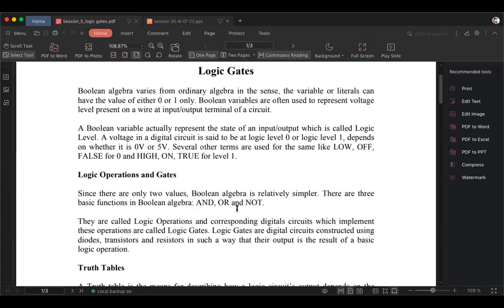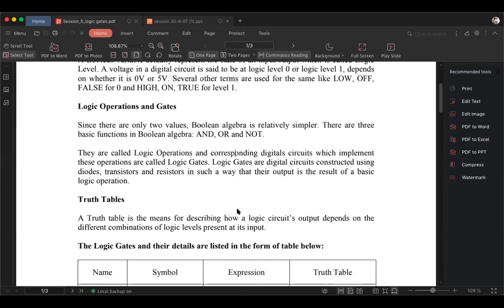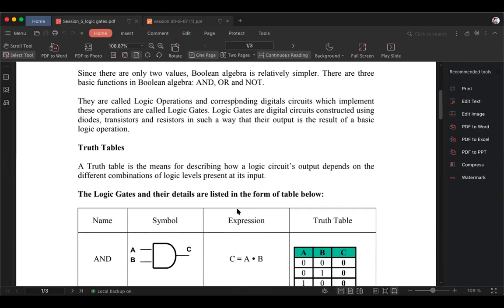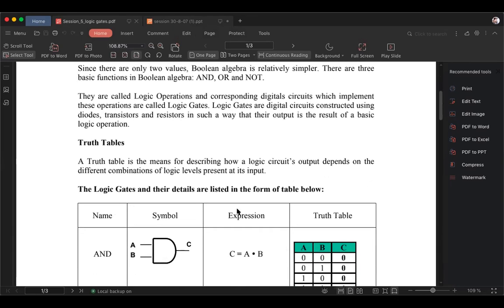Okay, now when we discuss these logic operations, we are also discussing certain symbols. It is basically called a truth table. A truth table is nothing but how the logic circuit output depends on the combination of different logic inputs.